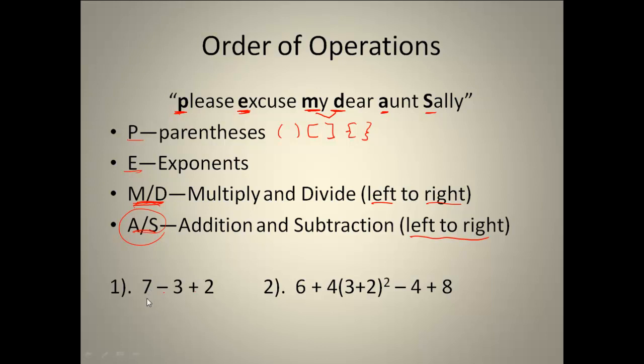So the first thing you do is 7 minus 3. Well, 7 minus 3 is 4. Then I go ahead and do the plus 2, and I get this to be equal to 6.